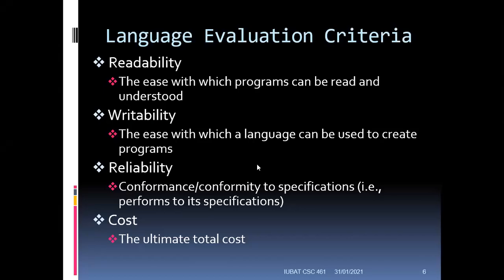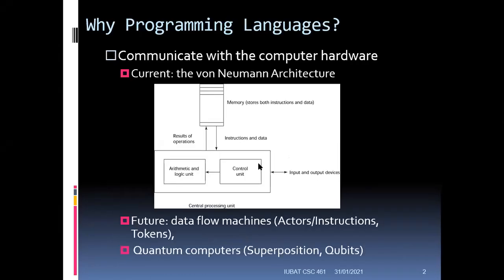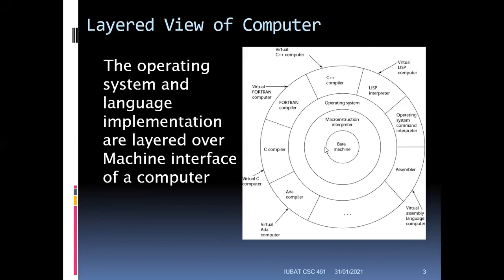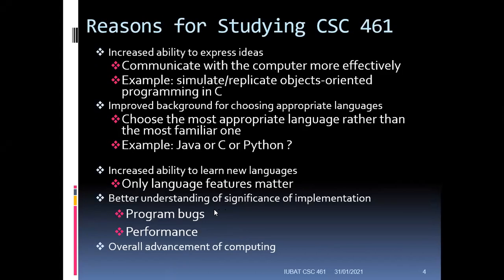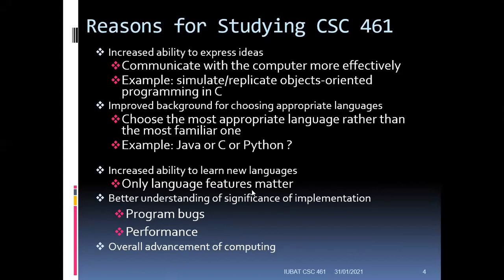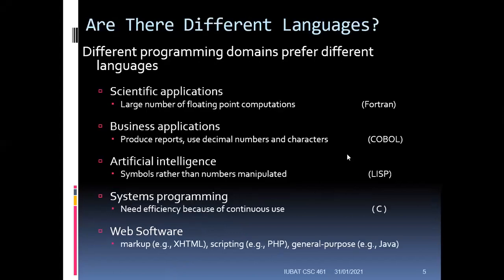In our last classes, we have studied why we need a programming language. Then we studied how the layered view works, that means whenever you write a program in the programming language, how it gets connected to the bare machine at the lower level, that is the hardware level. And then we have seen why we are studying this course, what we are trying to learn from this course, and what the different domains or areas of programming language are.